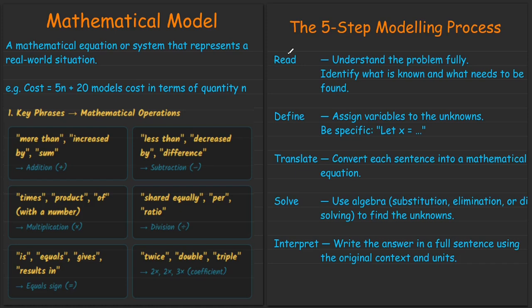Identify what is known and what needs to be found. You see, if you're able to identify what is known and what needs to be found, then you define what needs to be found with variables. That is the unknown. So we assign variables to the unknowns. Now, in using variables, you have to be specific.